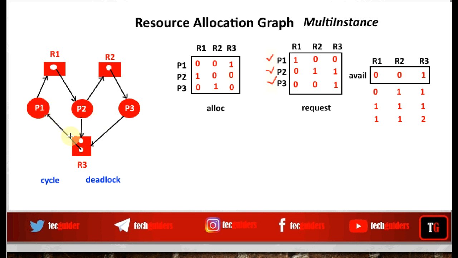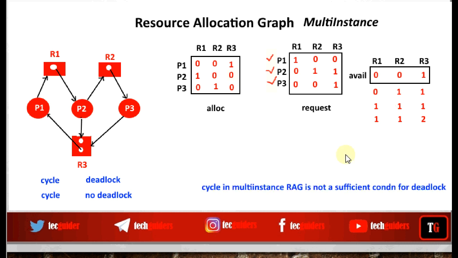So here we found a cycle. Here in the graph we can see a cycle, here we have a cycle and here also we have a cycle. We found a cycle in the resource allocation graph and even then there is no deadlock. It means a cycle in a multi-instance resource allocation graph is not an indication of the deadlock state. It shows that deadlock may be present or may not be present. We cannot confirm that a deadlock will be there if a cycle is present. So a cycle in multi-instance resource allocation graph is not a sufficient condition for deadlock.